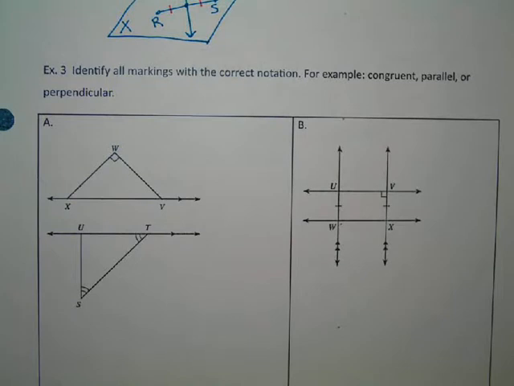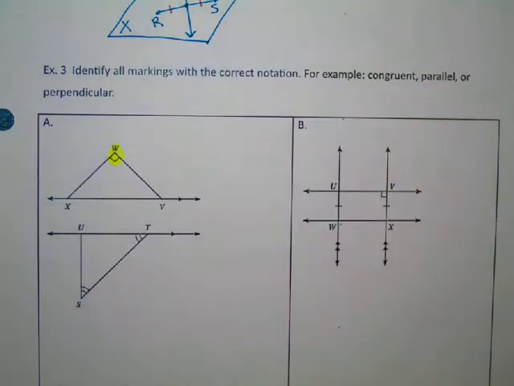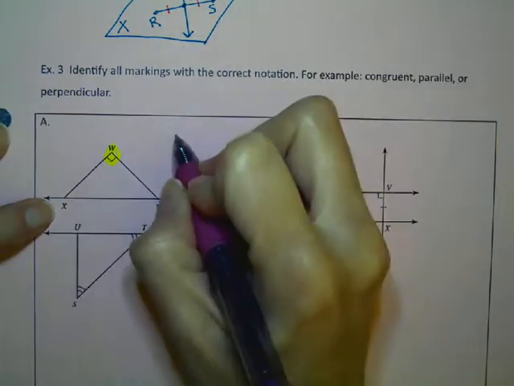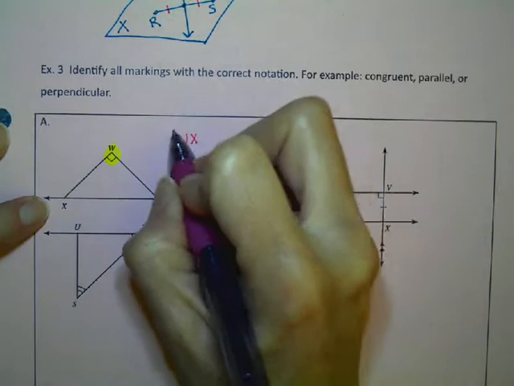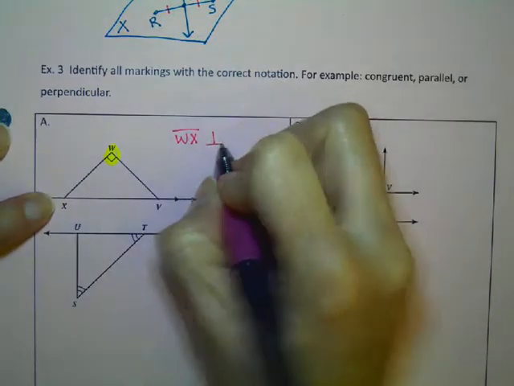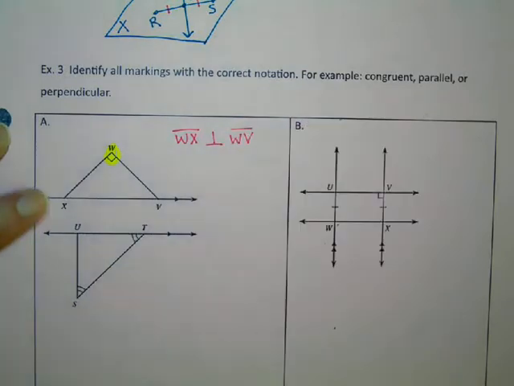One thing I noticed right here. Okay, that's a box in the corner. That box represents something is meeting at 90 degrees. Which tells me something's perpendicular. So I'm trying to figure out, I could say like WX, we would call that a segment because it doesn't have arrows, is perpendicular to WB. Okay, so now we're going to go through and say, okay, what else do we see?